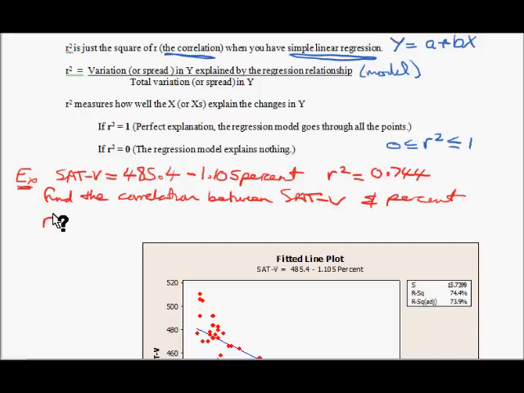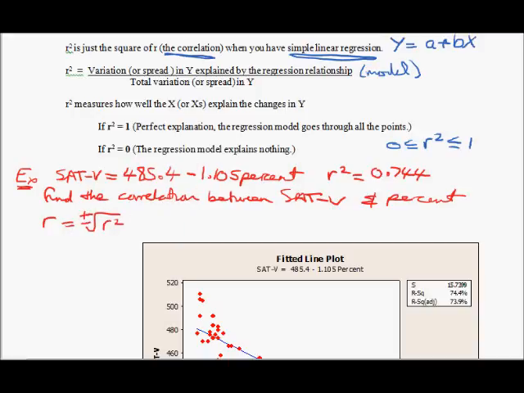Since we have just a straight line model, y equals a plus bx, r squared is the square of the correlation. So r, the correlation, is the square root of r squared. But be careful, because it could be positive or it could be negative. If you think about it, 2 times 2 is 4, but also negative 2 times negative 2 is 4. So when you take a square root, you have to consider positive or negative.